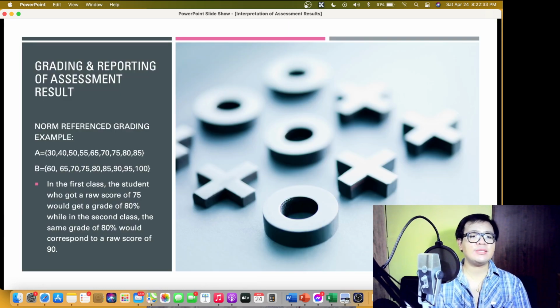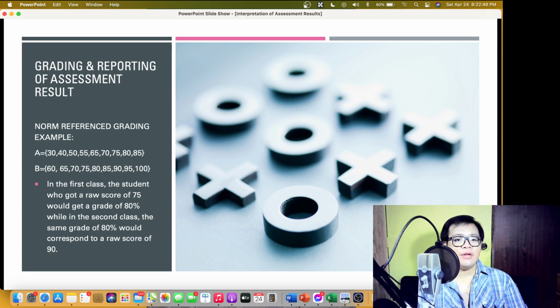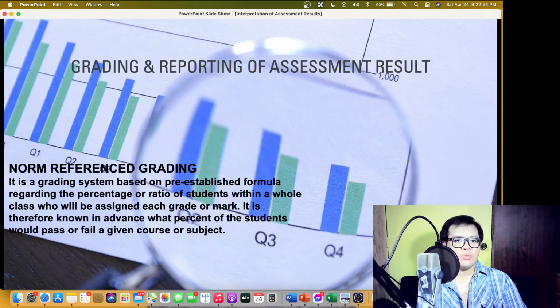Grading and reporting of assessment results. Norm-referenced grading example, as what was mentioned. In the first class, the students who got a raw score of 75 would get a grade of 80. While in the second class, the same grade of 80 would correspond to a raw score of 90, based on the reference that is being shown.